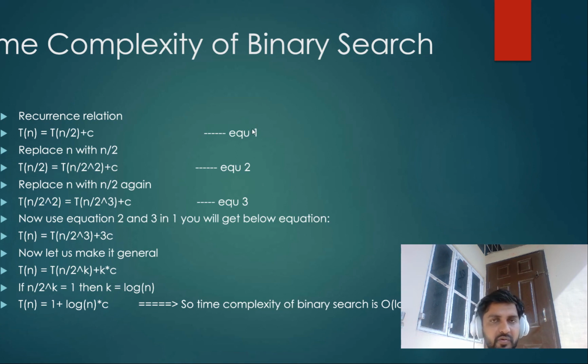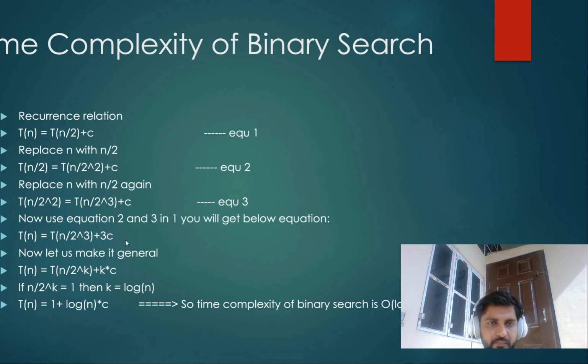Now this is equation 1. Just replace n with n by 2 in equation 1. You will get T of n by 2 equals T of n by 2 to the power 2 plus c. Again replace n with n by 2, and you will get this equation. Now you just substitute equation 2 and equation 3 in equation 1. You will get T of n equals T of n divided by 2 to the power 3 plus 3 times c.